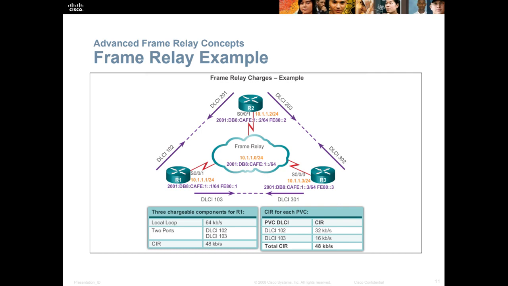3 chargeable components for R1 by Etisalat, by the telecom company. We have local loop, the speed is 64 kilobits per second, and you have 2 ports, 102 and 103, because I have 2 links. And CIR, committed information rate, is 48 kilobits per second. And how much you have really consumed or guaranteed. For the PVC here, we have also values. DLCI, we have total, and so on.